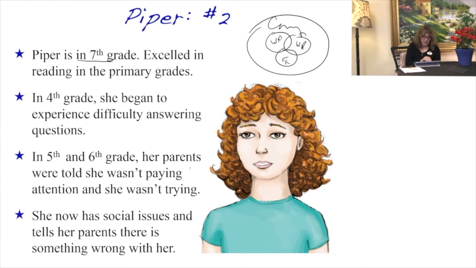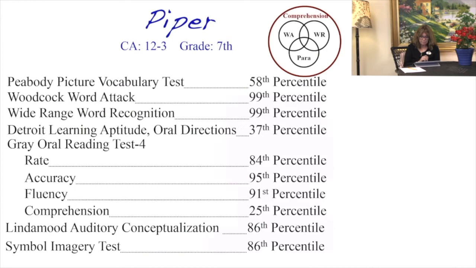In fifth and sixth grade, her parents were told she wasn't paying attention and she wasn't trying. She now has social issues and tells her parents there's something wrong with her. So let's look at her profile. Her Peabody Picture Vocabulary Test is a 58th percentile, and so how is that? She's just a little bit above the 50th percentile, so it's well within the normal range. Look at her word attack skills. Look at her word recognition skills. So let's just put them in here. This is the 99th. This is the 99th. Her reading accuracy, 95th. So why would she be experiencing these problems?